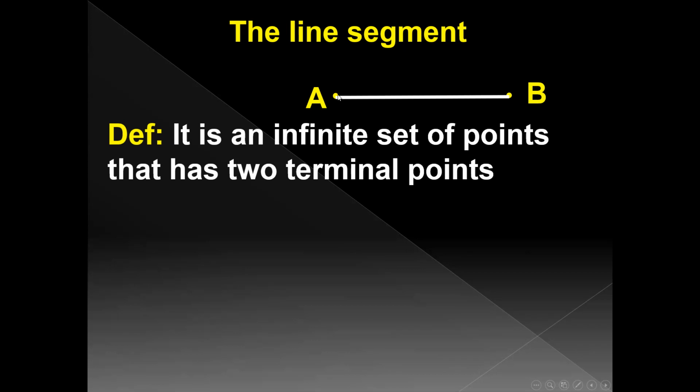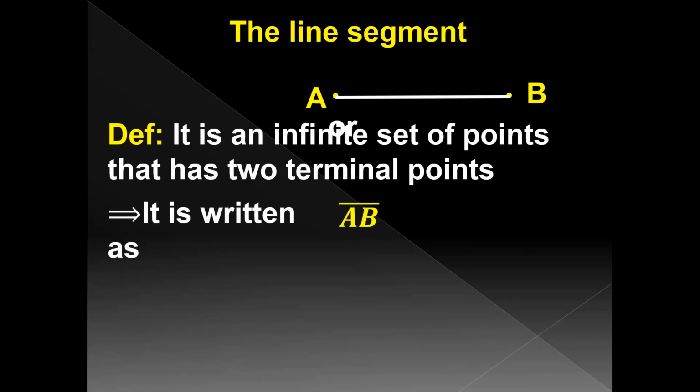A line segment is a set of points. When we join them by using the ruler, we will find the line segment. And line segment is written as AB line segment or BA line segment. We have a starting point and an end point, or two terminal points. So we can say AB line segment or BA line segment.